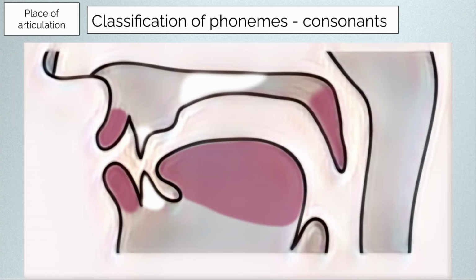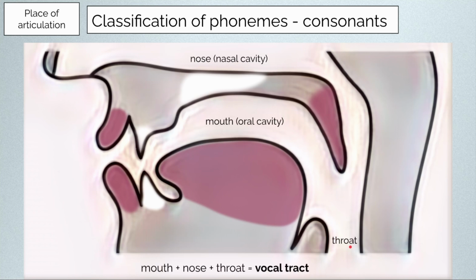Now we need to get into a bit of anatomy as we look at the places of articulation for consonants. So looking at a cross-section of our head here, and looking at these spaces in between, we have the mouth or oral cavity, as it's more formally known. Above that and connected to it, the nose and nasal cavity, and further down, these form the throat. Combine all these together and you get the vocal tract, which is all of the space from the vocal cords until the air escapes to the outside.